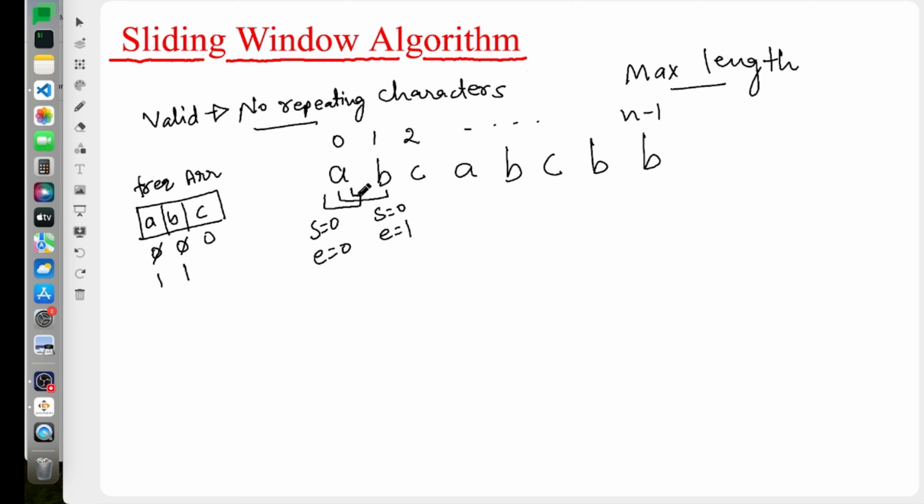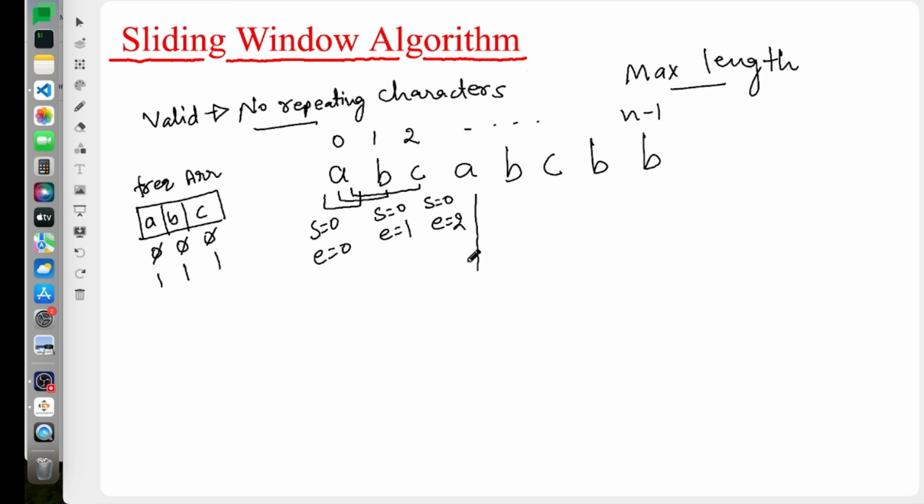Again we will do the same process for character C. We will go and check whether C has been seen earlier or not. Since the frequency of C is 0, it means that this has not been seen earlier, so include that in my current window. If you include character C into your current window, your start would become 0 and end would become 2. And then again, increment the frequency of character C from 0 to 1.